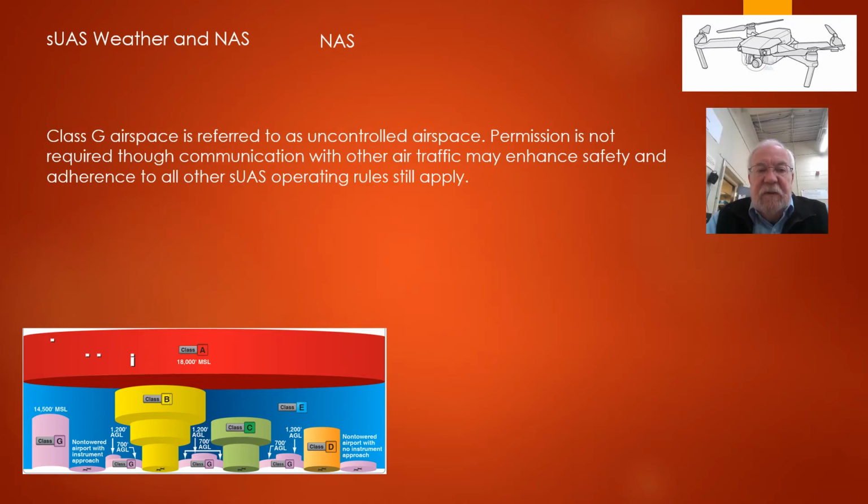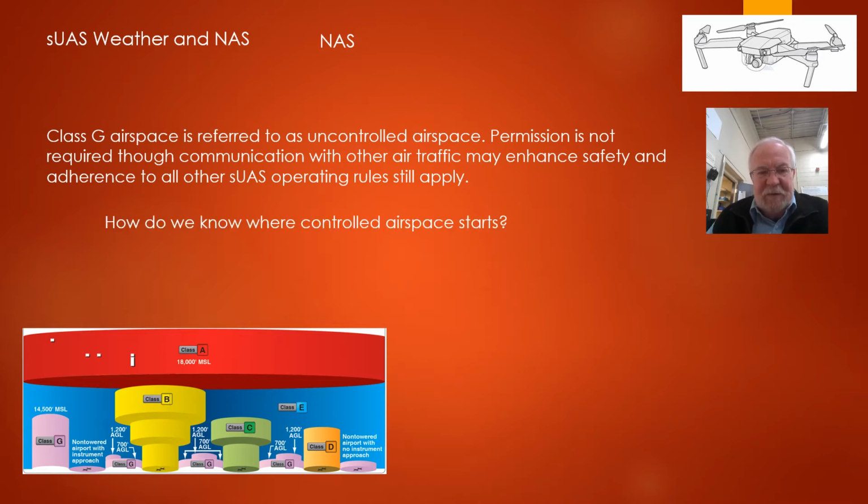So basically regulatory airspace is airspace that requires permission to operate within that airspace. Now, Class G airspace is referred to as uncontrolled airspace. Much of our flying will be done in Class G airspace. Permission is not required, although, of course, communication-related air traffic may enhance safety when you're able to do that. All UAS operating rules still apply. No higher than 400 feet, no faster than 100 miles an hour, all of those other things as well.